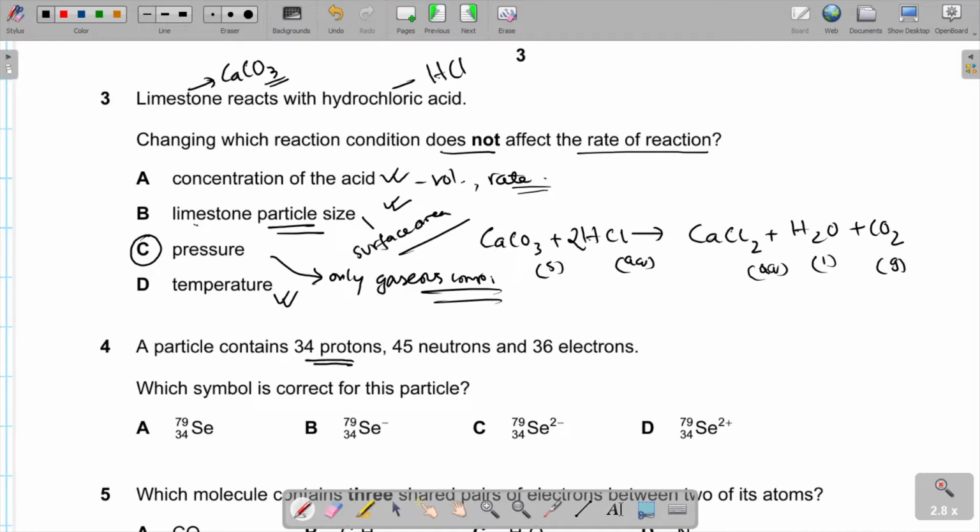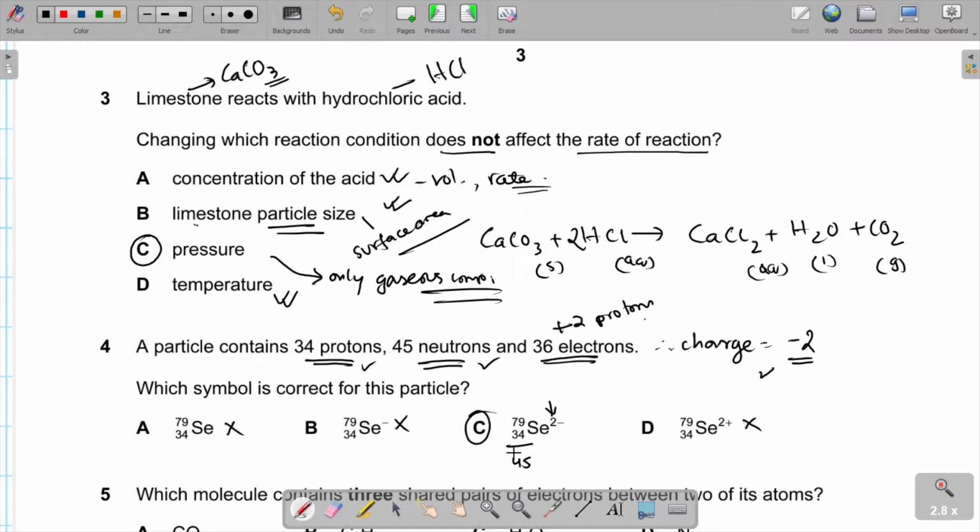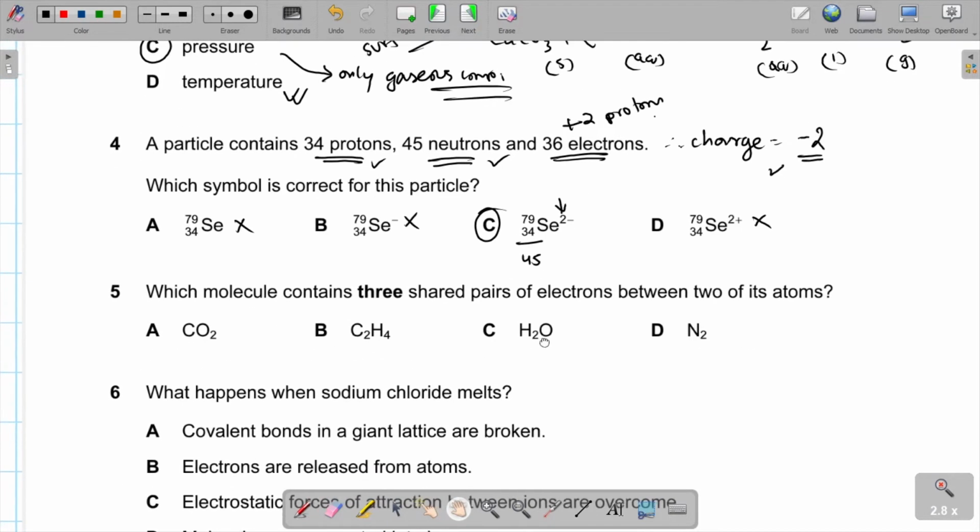The particle contains 34 protons, 45 neutrons, and 36 electrons. What is the symbol for this particle? 36 electrons means 2 more than protons. Therefore, the charge is going to be minus 2. So we're going to look at the particle with minus 2. This one has plus 2, this one is just minus, and this has no charge. We've got 45 neutrons, so let's subtract 34 from 79. 79 minus 34 is going to give us 45. So the charge matches and the neutrons match with 34 protons. So the answer for this is going to be C.